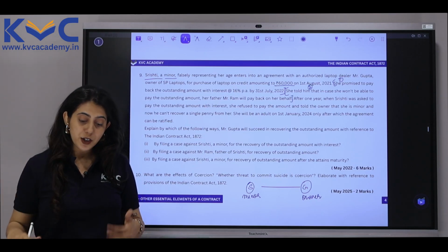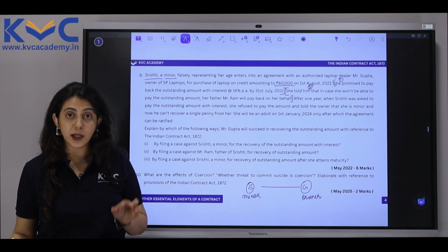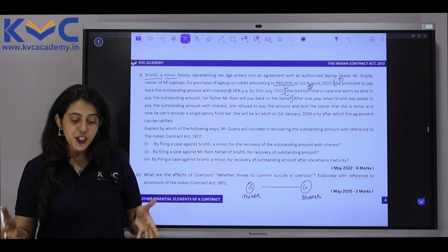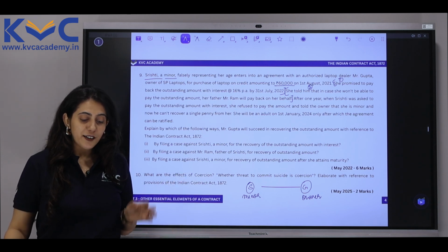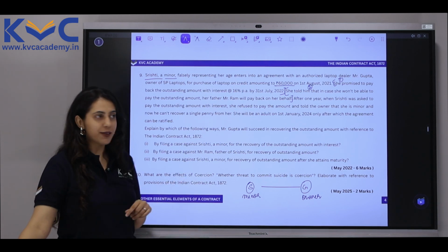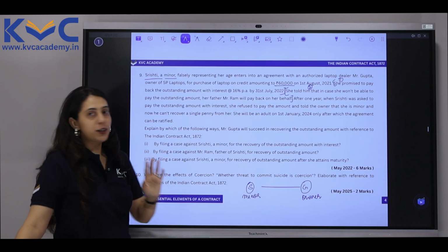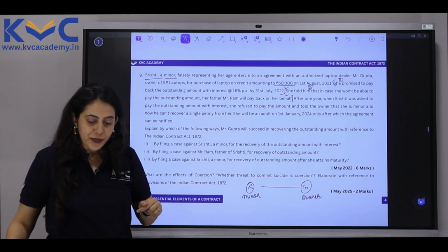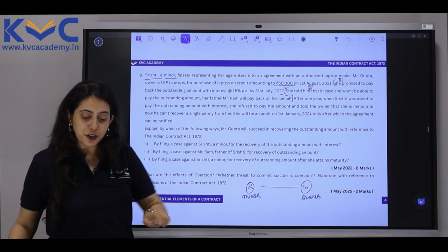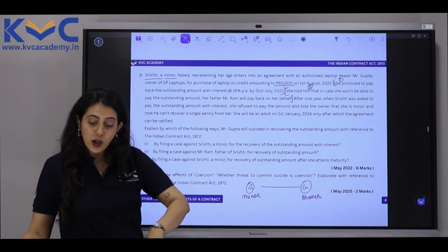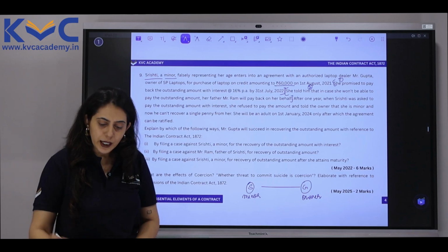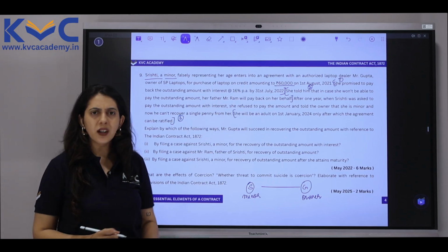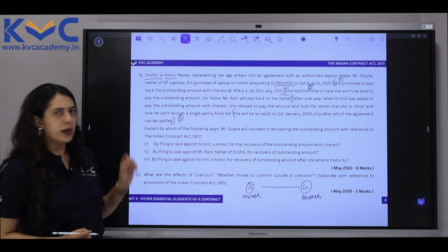After 1 year, when Shrishti was asked to pay the outstanding amount with interest, she refused to pay the amount and told the owner that she is a minor and he cannot recover a single penny from her. Bad girl, Shrishti. Okay, this is what she told him: I'm a minor, you can't recover a single penny from me. She's right though. She will become an adult on the 1st of January 2024, only after which the agreement can be ratified. This is the third aspect that we're talking about here. Something seems wrong in this third aspect. We'll look at what it is.